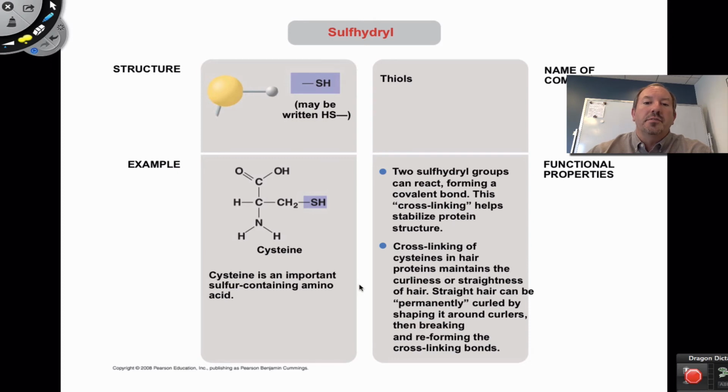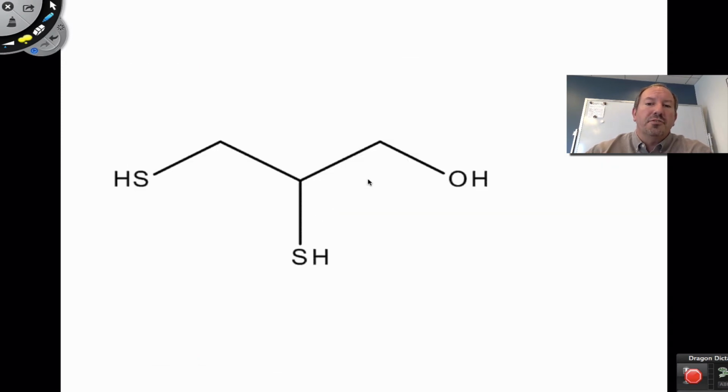Let me give you an example of that. It seems a little obscure. And if you're reading this, you'll see that sometimes sulfur is important in terms of holding hair together, whether it be straight hair or curly hair. But it's also very critical in stabilizing protein structure. I just want to emphasize the critical nature of the sulfhydryl. And so first off, do you remember that these little points right here represent carbons right here?